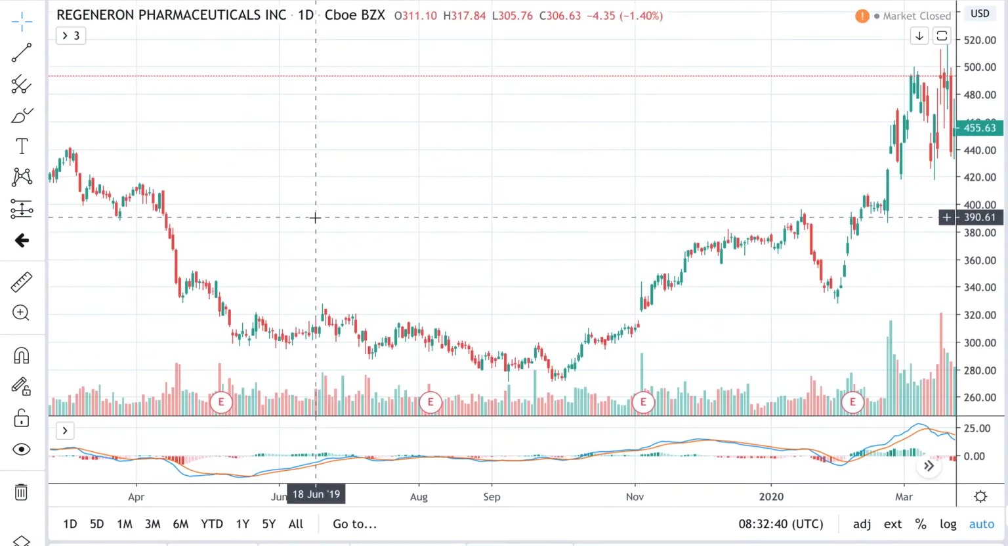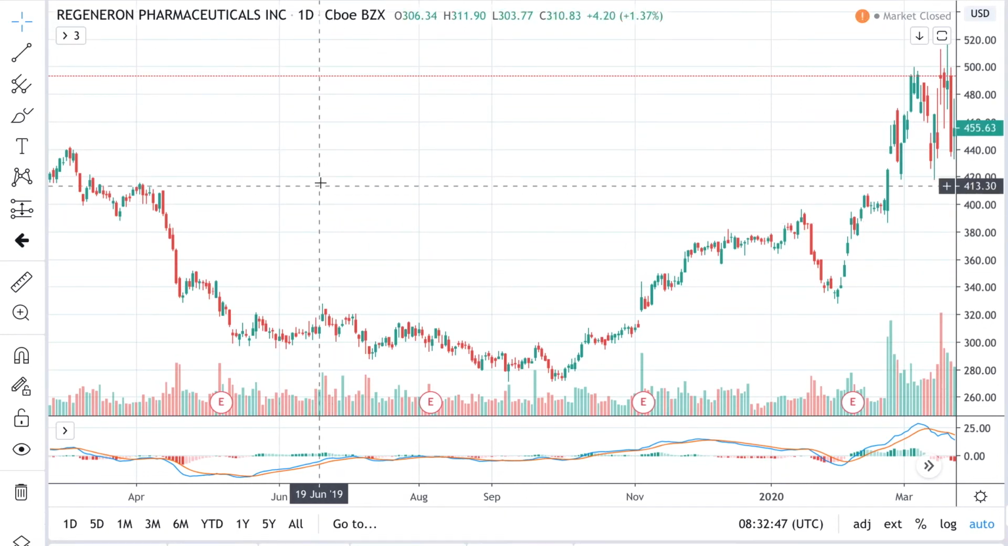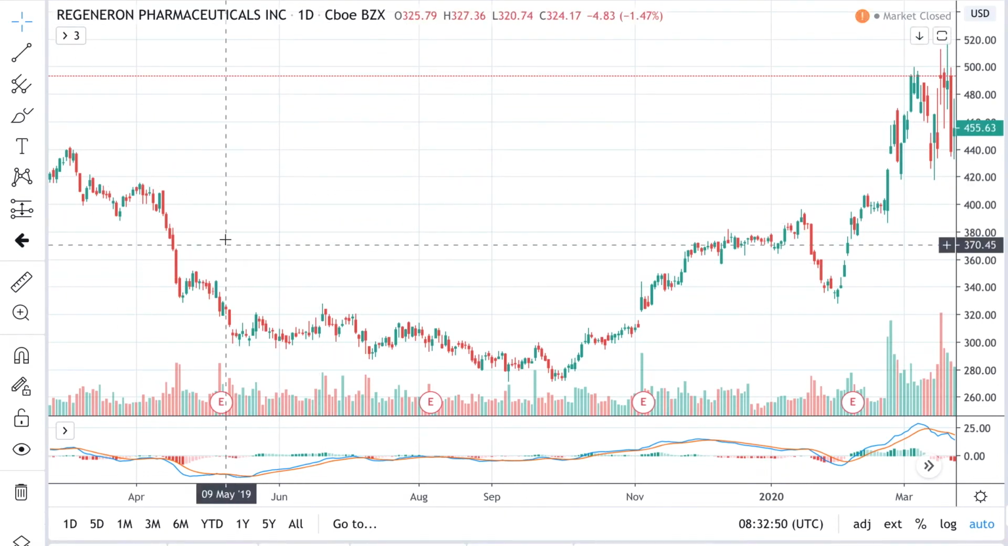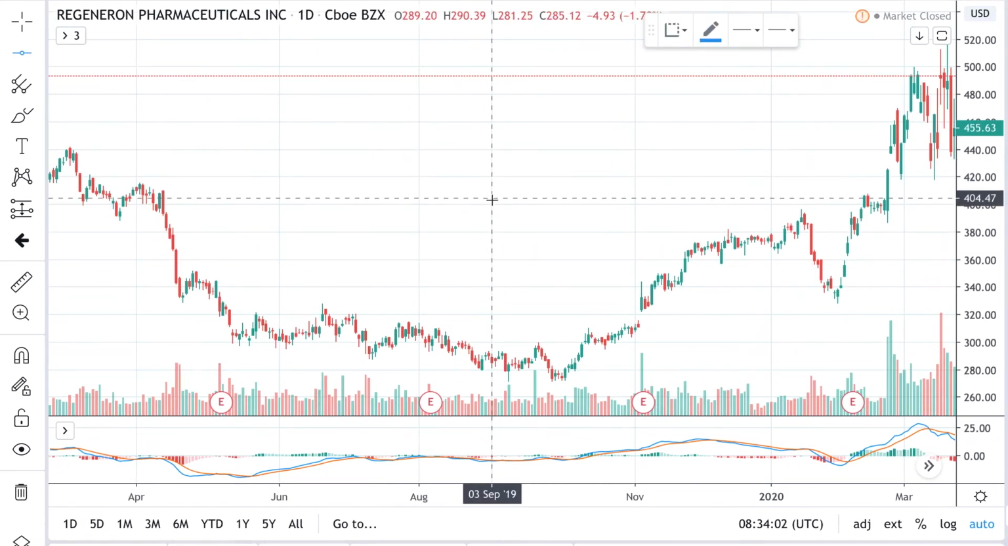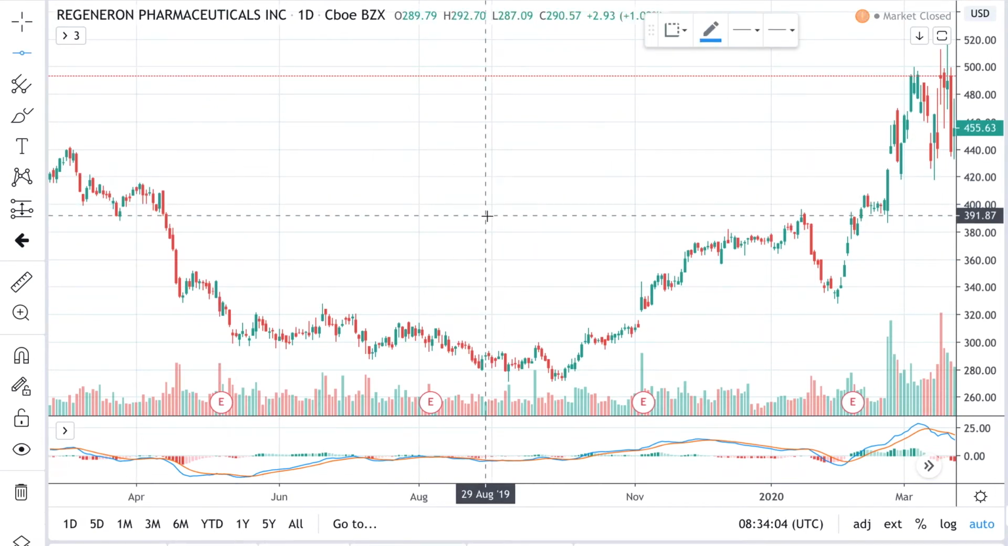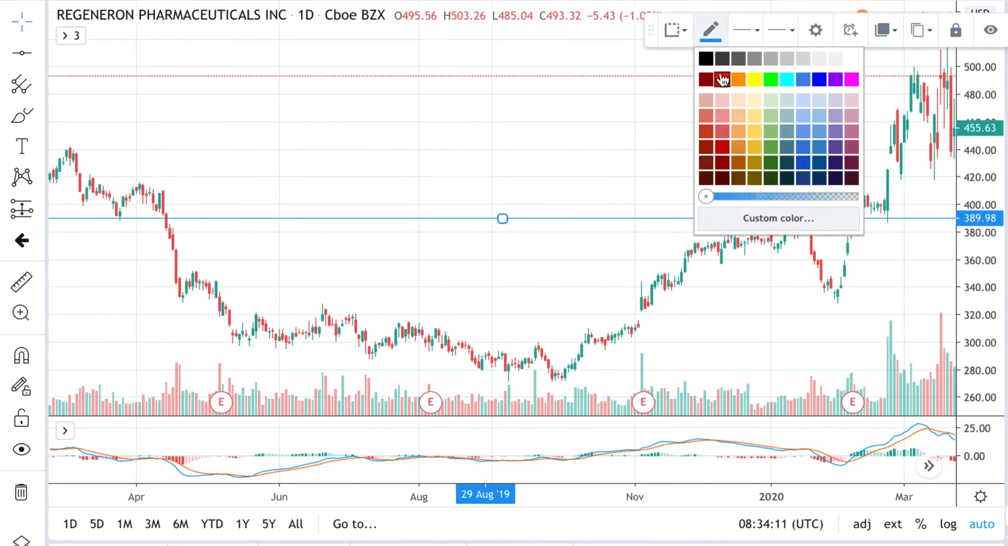Alright guys, before we move on, I want to show you how a cup and handle pattern looks in a real chart. So we're going to take a look at this stock. The ticker symbol is REGN. When you get a chart, the first thing to do is to find a clear support or resistance level. So we're going to use a horizontal line. As you can see, here is a clear support and resistance level. So we're going to draw it here, and then change the color to red.